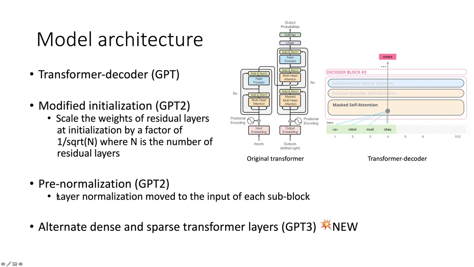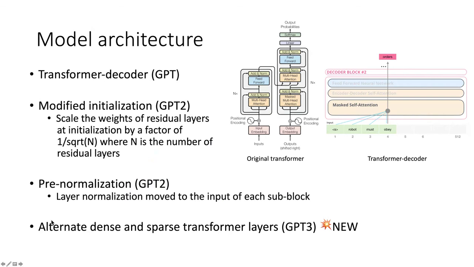And then the second thing GPT-2 introduced was pre-normalization. So you see here in the decoder, normalization happens after the multi-head attention. And I guess they just moved it to the beginning instead. So not really that important, but worth mentioning.